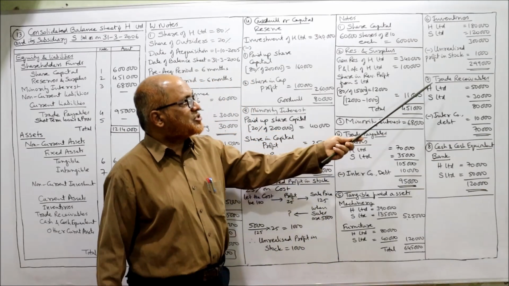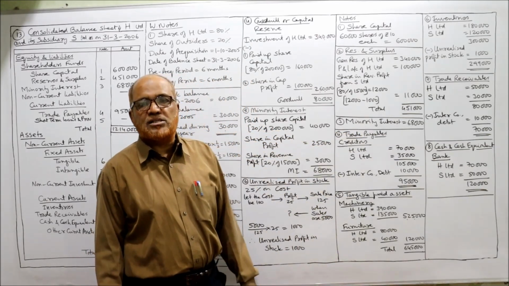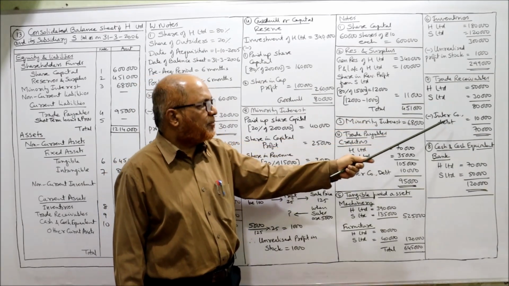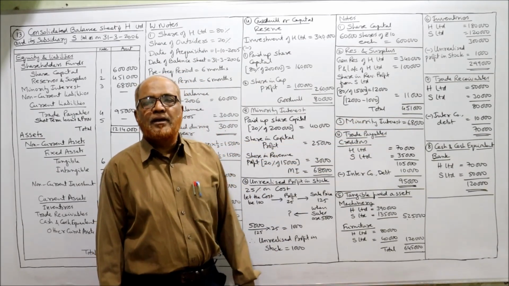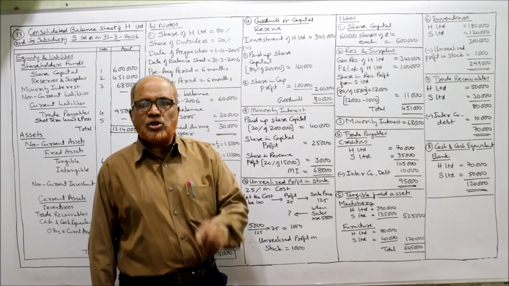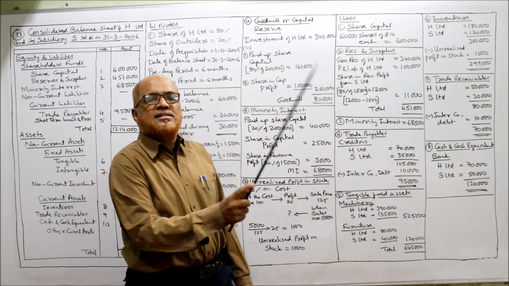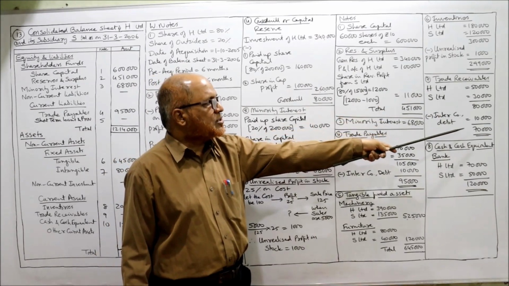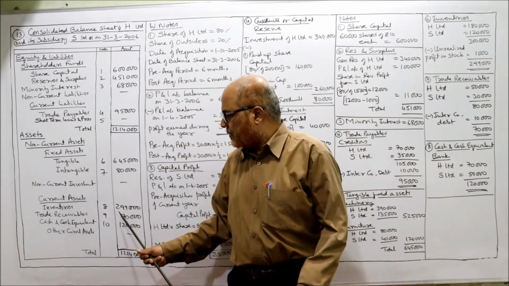Right. Next one is trade receivable, debtors. So take the debtors of H Limited and S Limited, add up both the debtors, minus intercompany debt. That 10,000 rupees. So 10,000 rupees we have deducted from creditors. The same 10,000 rupees we have to deduct from debtors. 70,000 rupees is trade receivable.